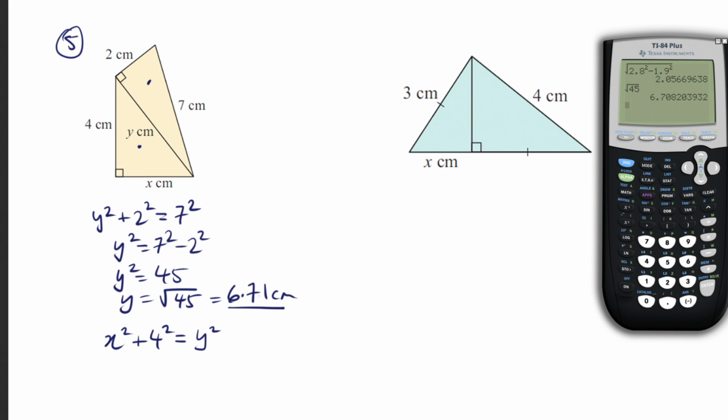Now we could just square this number, the 6.71, or actually more exactly the 6.708. But can you see what is the square of 6.71? It has to be 45, doesn't it? Because we square rooted 45 to get the 6.71. So if you square the 6.71, you should get back to 45. So actually what I'm solving is this.